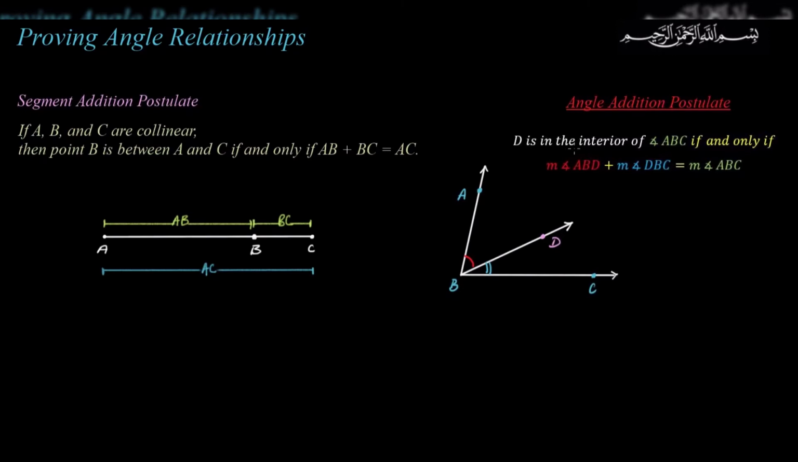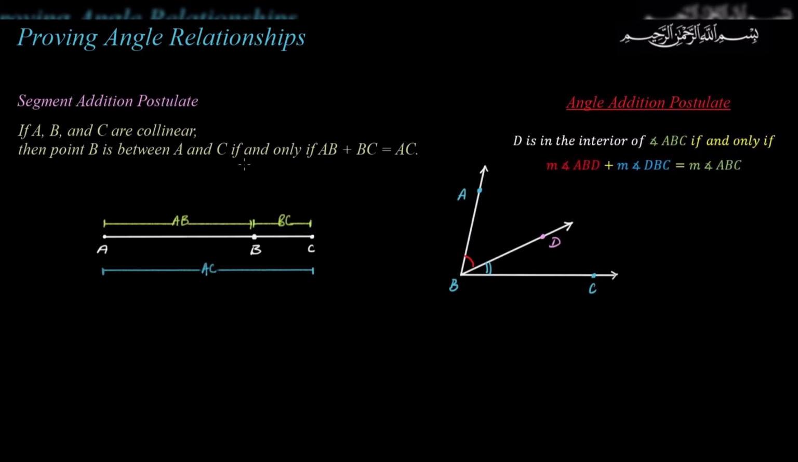So D is in the interior of angle ABC if and only if the measure of angle ABD plus the measure of angle DBC, that's this angle over here, will add up to give you the measure of angle ABC, that's the big angle. Now, this is very similar to the segment addition postulate, because then we said B is between A and C if and only if. Here we're saying point D is in the interior of this angle ABC if and only if.